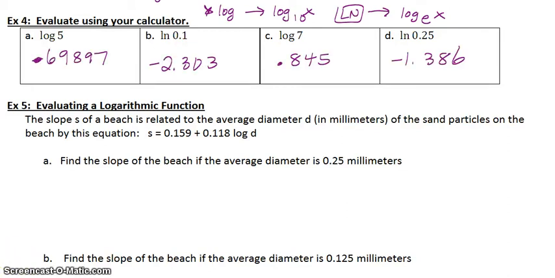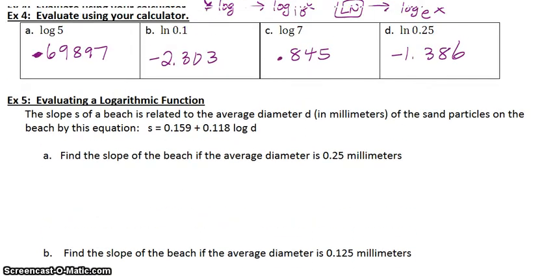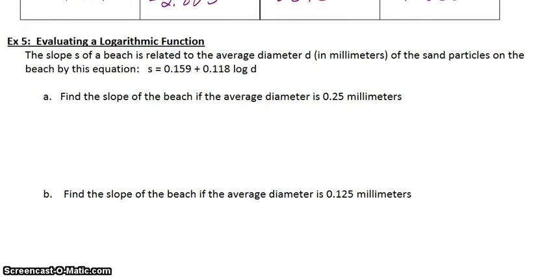Alright, how'd you do? If you didn't get those correct, you better ask me during class, because you can't ask me right now, obviously, but during class I can help you with the calculator entry. So logarithms are actually used in a lot of formulas in science class in particular. Here I've got the slope S of a beach. It's related to the average diameter of the sand particles on the beach by this equation. Kind of interesting, which makes sense though, because depending on how big the sand molecules are, that determines the slope of the beach. So here's my formula.